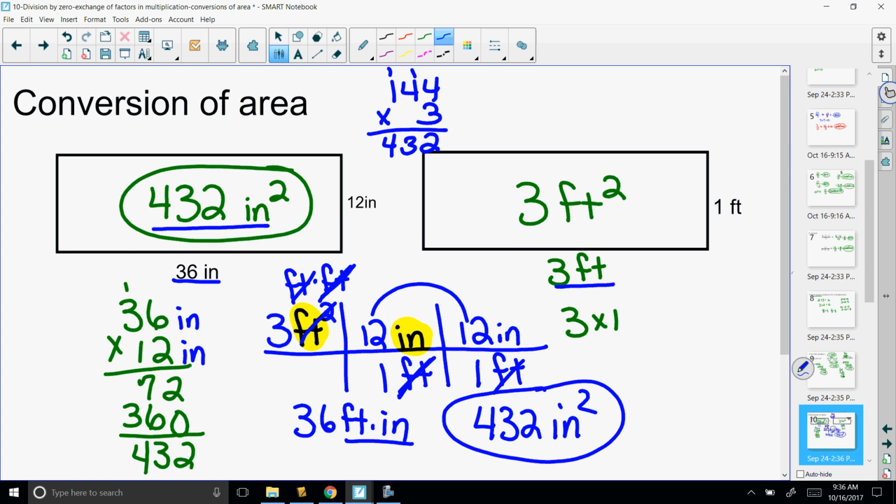Yeah. You have to convert both dimensions. So if I didn't provide you with a picture and I just gave you the units, you have to perform that conversion twice to account for both dimensions in that calculation.